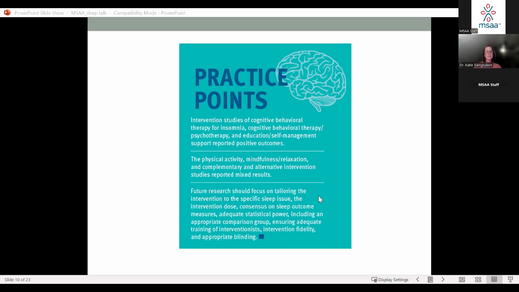And so probably didn't include enough people to have confidence in those statistical results. Problems with the comparison group, as well as the training of the interventionist. So really, there's a lot of work to be done for us researchers still. And so, again, I think the positive thing to take from this is we do know that there are some behavioral interventions that can be very effective for people with multiple sclerosis, but that we really do need more research to be done.